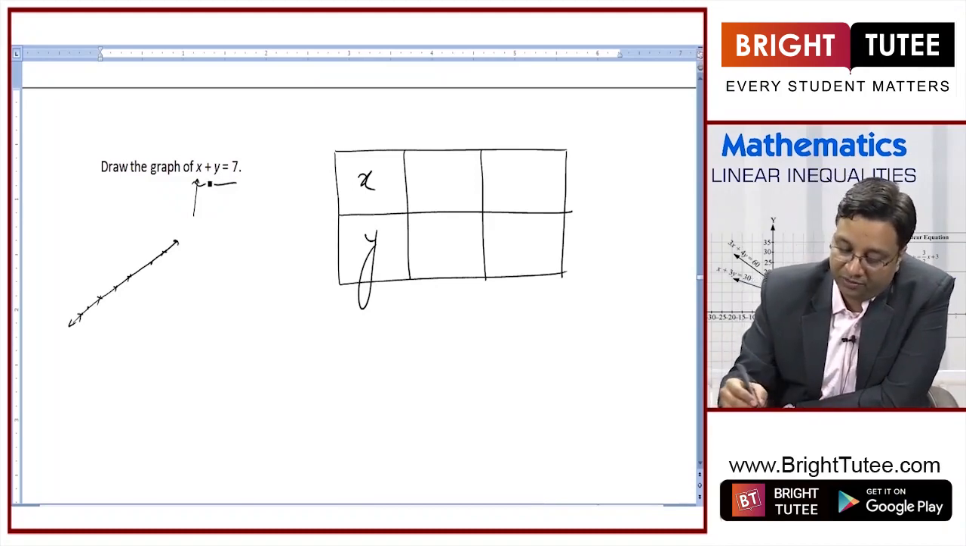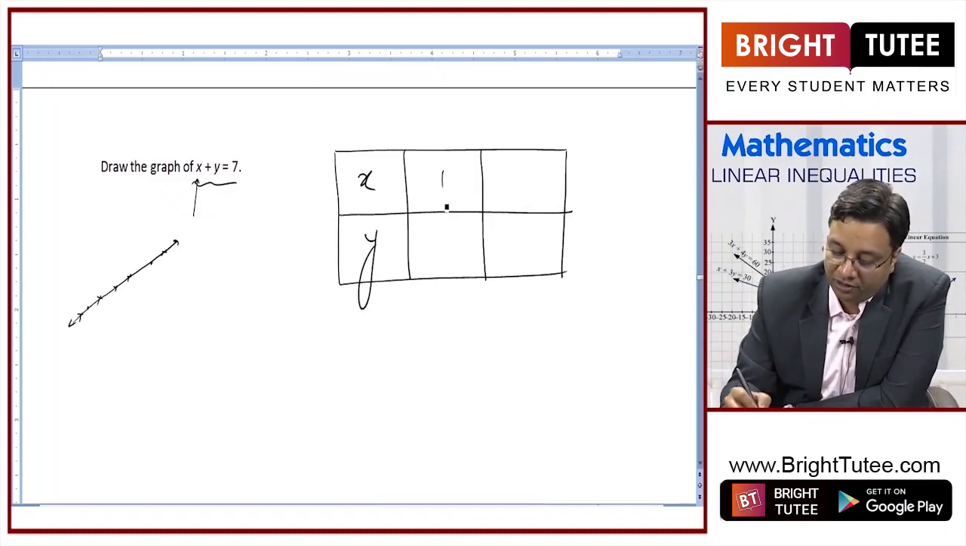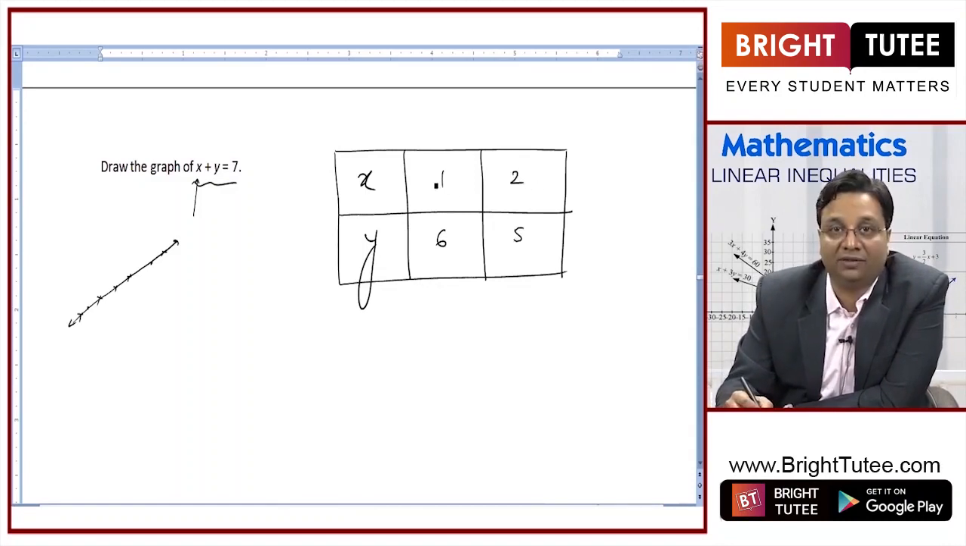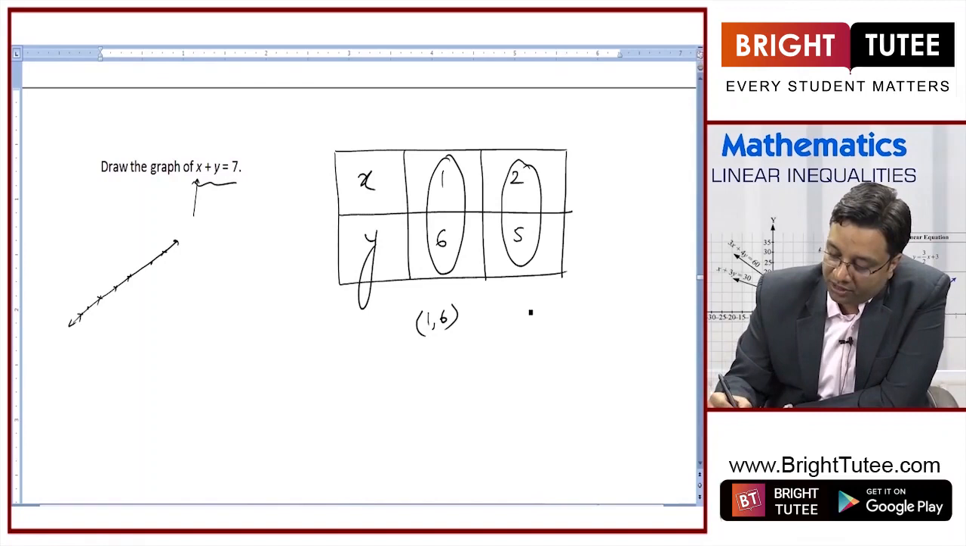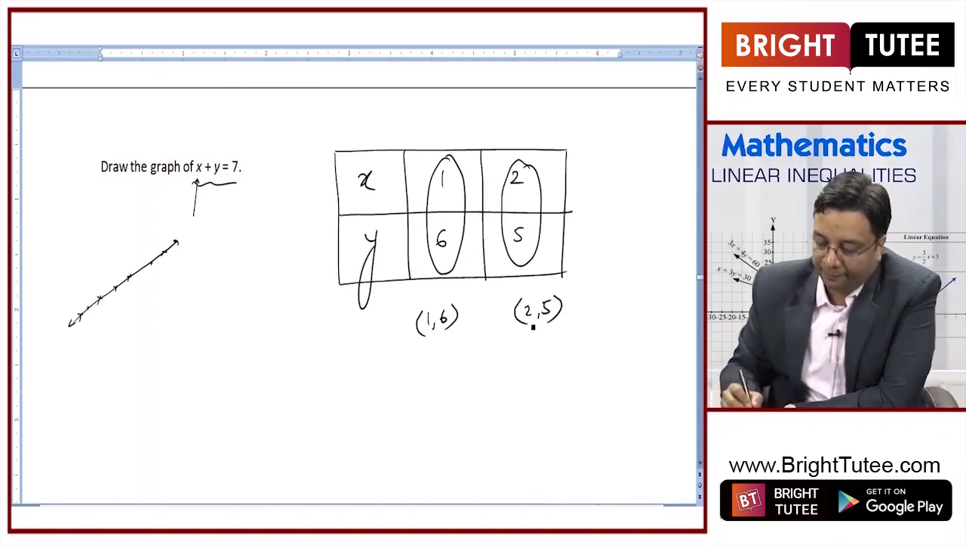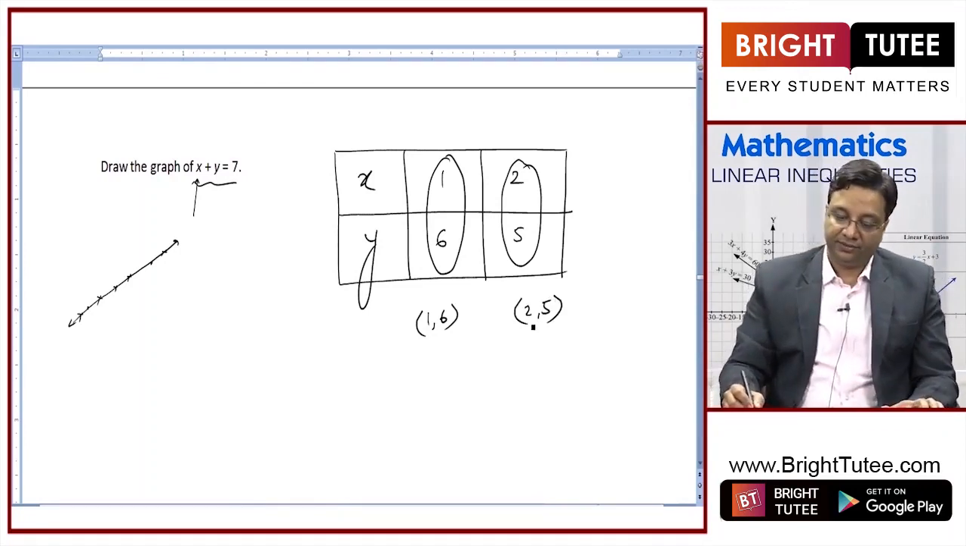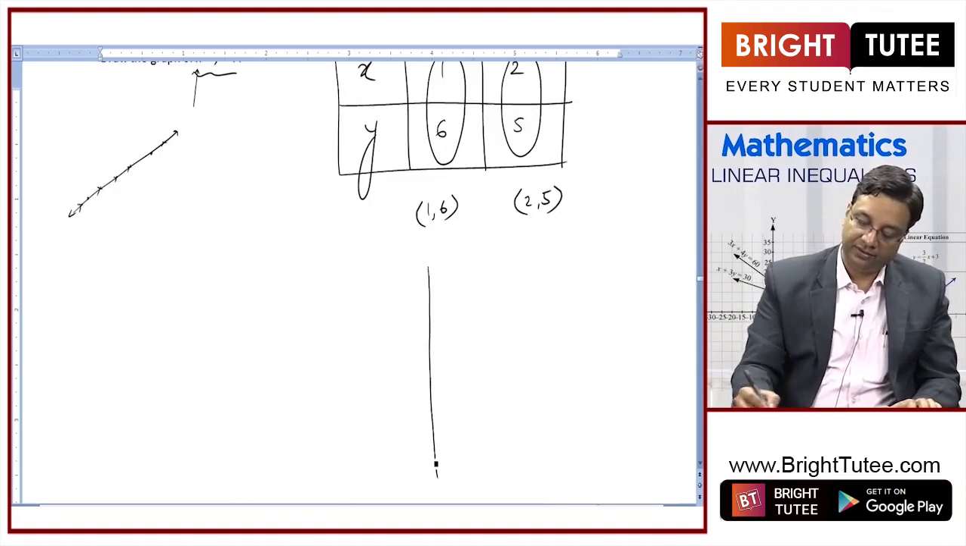So x plus y is equal to 7. If you put x equal to 1, y will be equal to 6. If you put x equal to 2, y will be equal to 5 for the sum to be 7. So one point is (1, 6), another point is (2, 5). Let us see the graph.